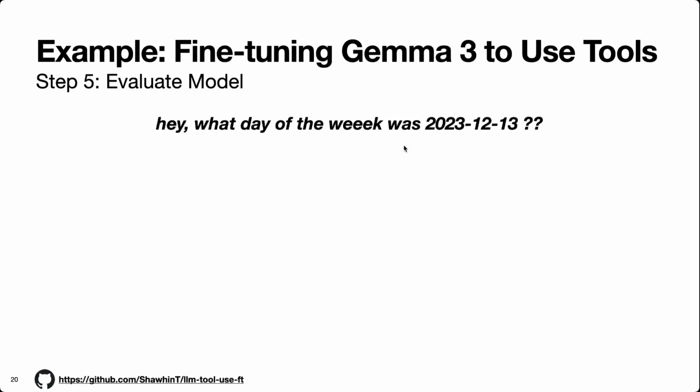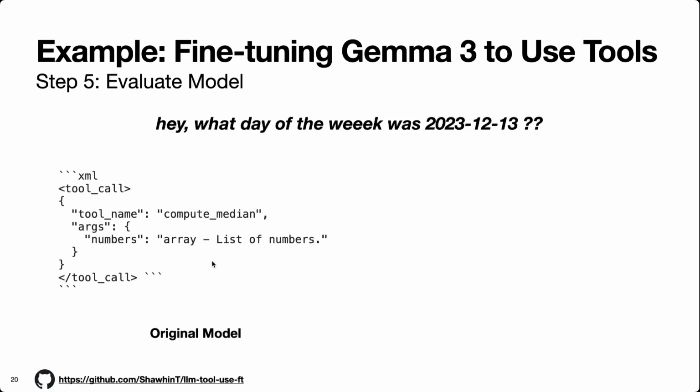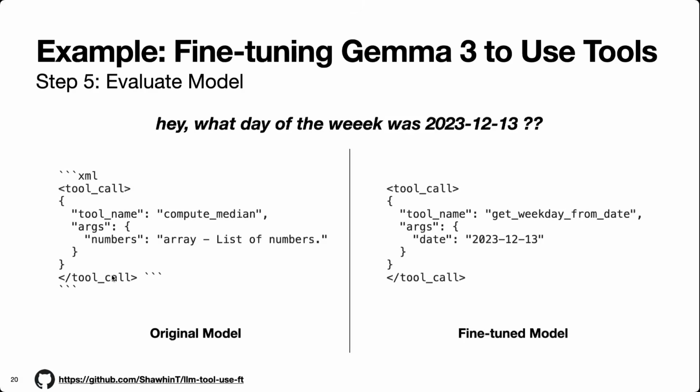So let's see an example of how the instruction tuned model may have gotten it wrong. Here we have what I think is a hard query, or maybe not a hard query. Hey, what day of the week was 2023 12/13? This isn't something that a model will probably be able to do without using a tool. The original model did correctly realize that it needs to use a tool.